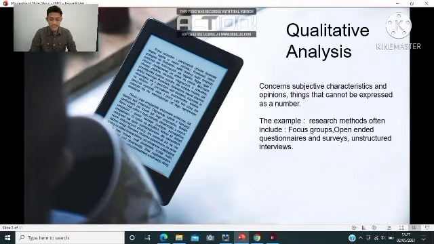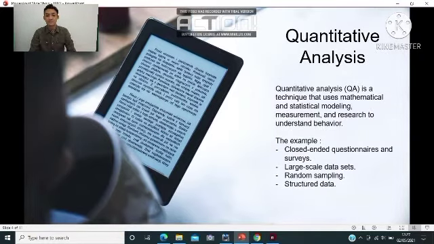Quantitative analysis is a technique that uses mathematical and statistical modeling, measurement, and research to understand behavior. For example, closed-ended questionnaires and surveys, large-scale data sets, random sampling, structured data. Generally speaking, quantitative analysis involves looking at hard data, the actual numbers.